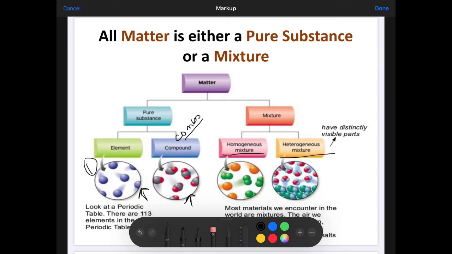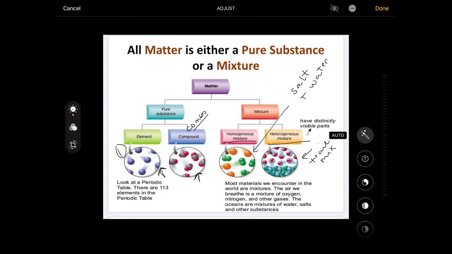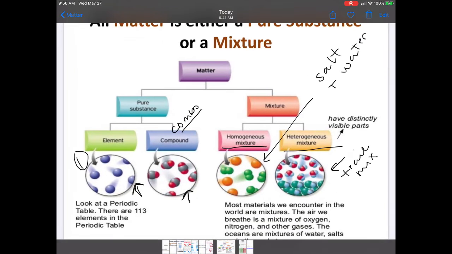Heterogeneous mixtures have distinctly visible parts. When you think heterogeneous, I want you to think trail mix. If you don't like raisins, you can take out the raisins in the trail mix easily. If you don't like the salt in your water, you would have to evaporate the water to just have the salt left. So it's a lot more difficult.